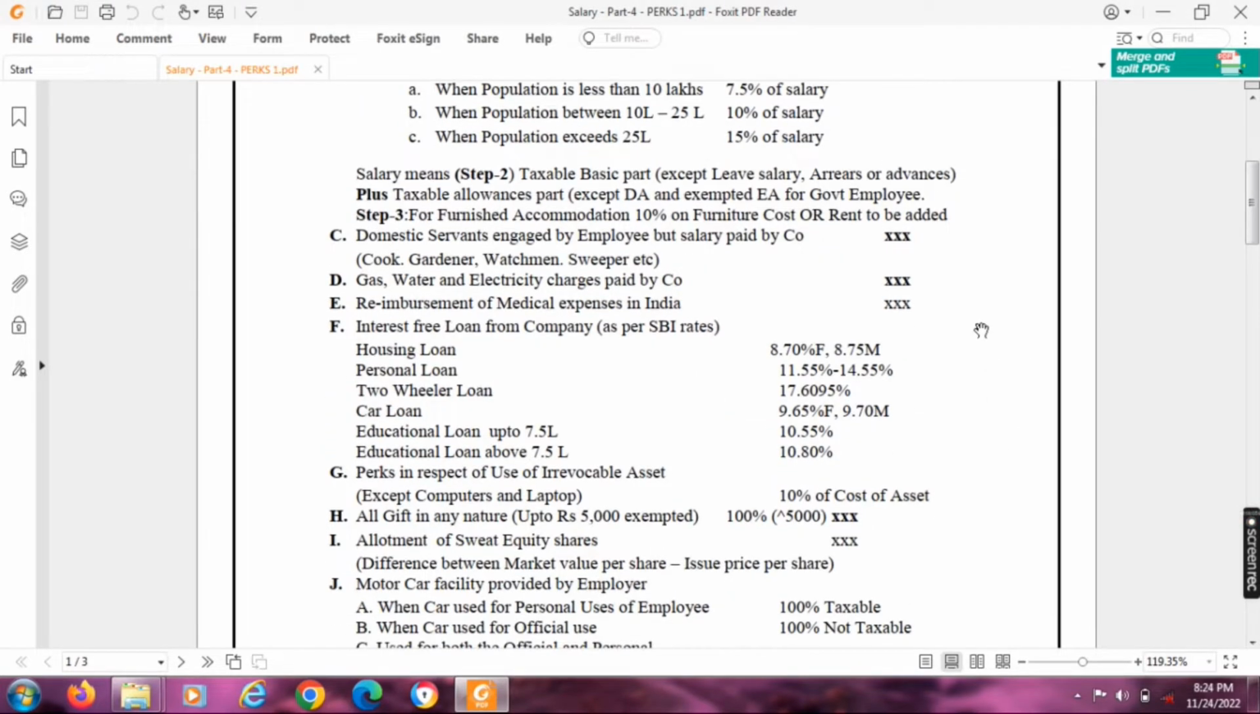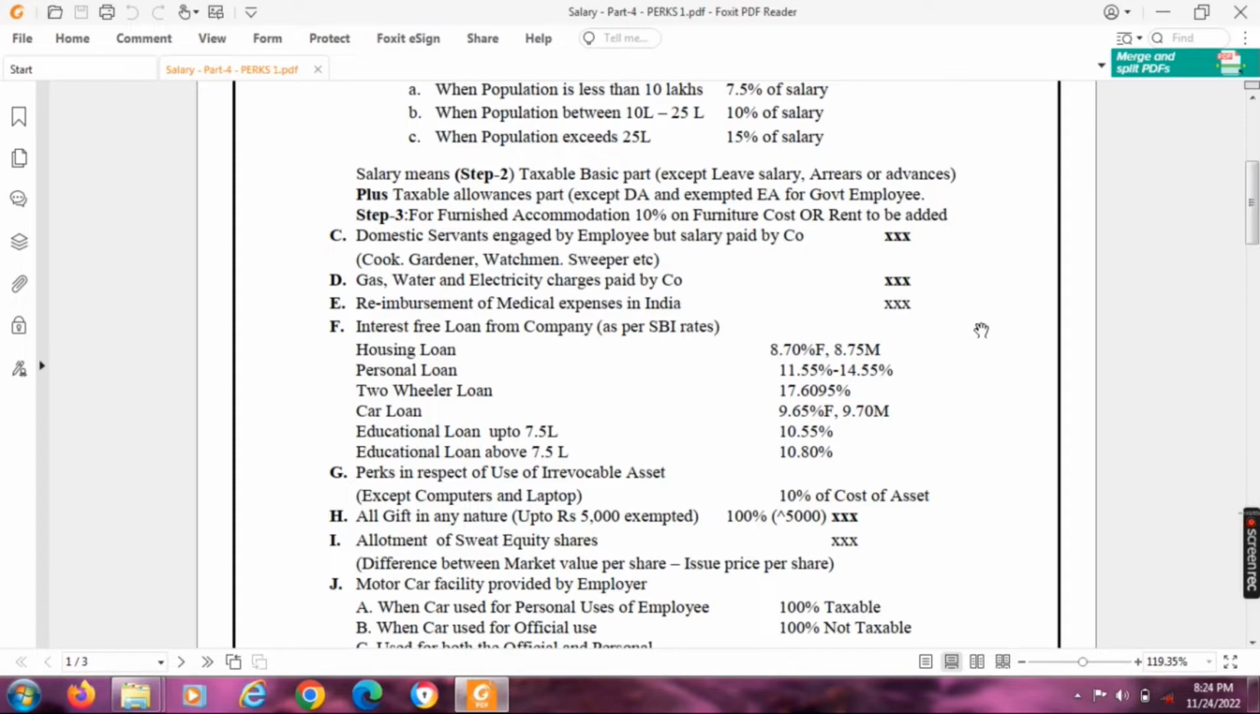Next one, interest-free loan from company. In case of housing loan received by an employee from the company, as per SBI rate, we have to apply, and that amount was taxable in the hands of employee. For housing loan, 8.7% for female and 8.75% for male. And the personal loan, it may vary from the bank to bank. It starts from 11.55% to 14.55%.